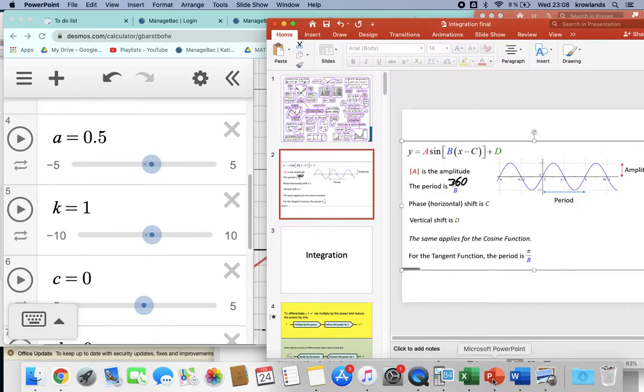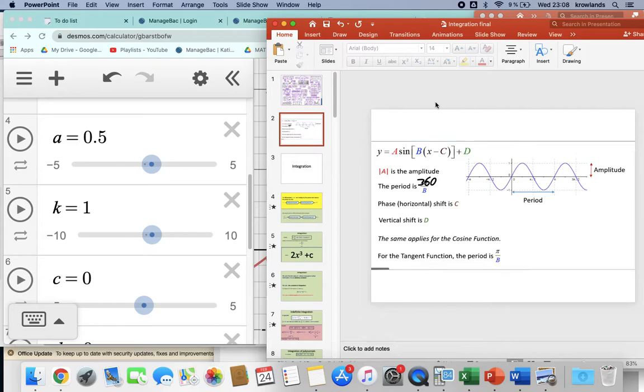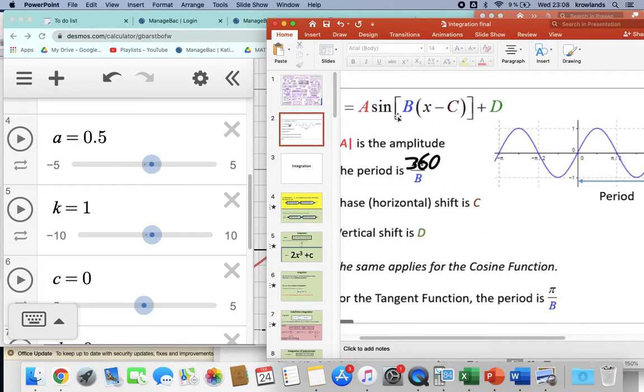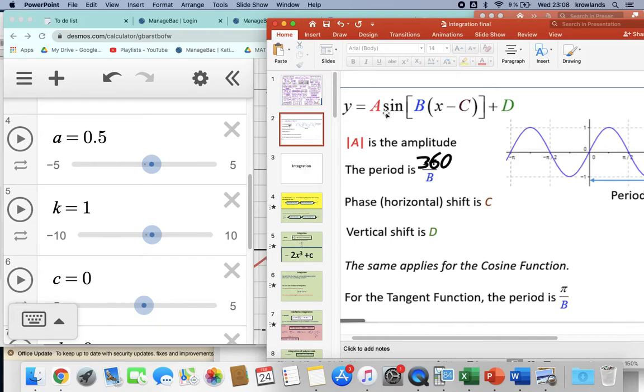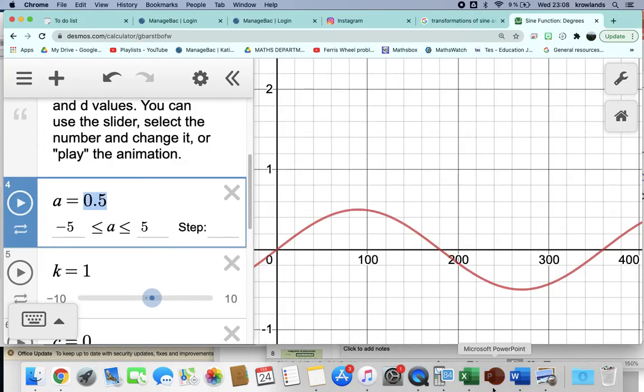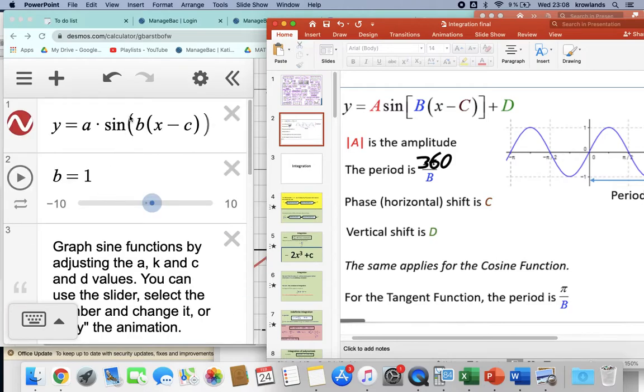Now, if we wanted to work out the amplitude of any graph, what you'd have to do is look at the A, or look at the number in front of the sine or the cosine. We're going to just focus on sine for now. You'd look at the number in front of the sine, and the number is going to be 0.5. Therefore, the amplitude of this particular function, where A is 0.5, is going to be 0.5. That's nice and easy. The period is a little bit more difficult.